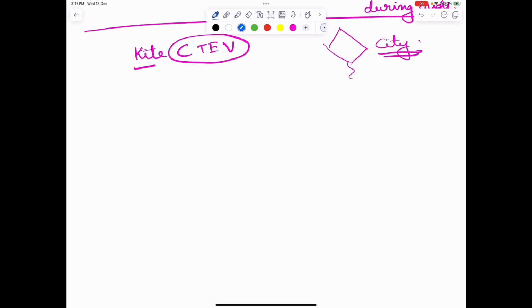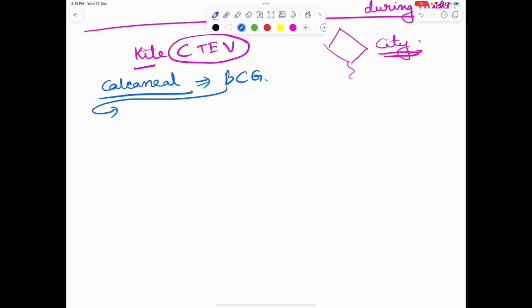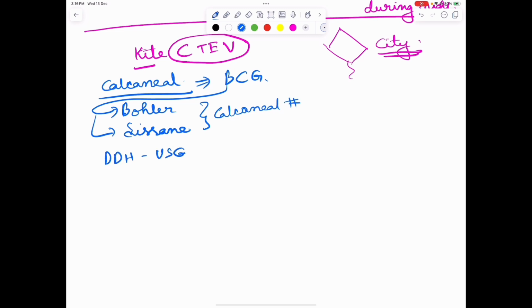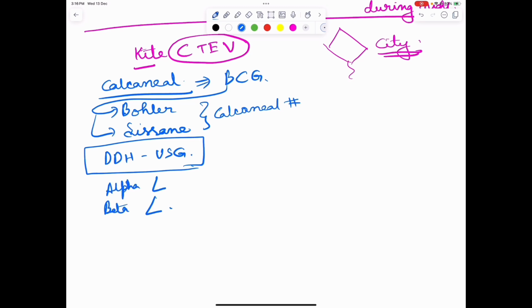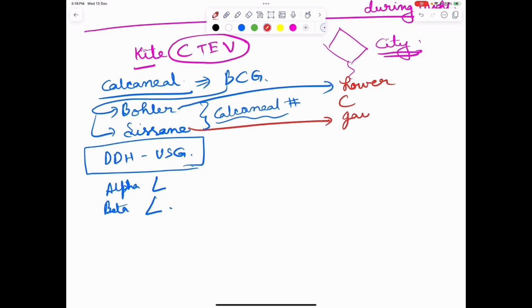Now we move on to the calcaneal fracture. Now in calcaneal fracture, what happens is that BCG, that is Bohler, and next is Gissane. This is associated with calcaneal fracture. Now, developmental dysplasia of hip, ultrasonography. There is alpha angle, there is beta angle. So would they be increasing or decreasing? How will you remember? See, in calcaneal fracture, Bohler can also be said as lower, it rhymes. Gissane means gain. So in calcaneal fracture, Gissane increases and Bohler decreases.